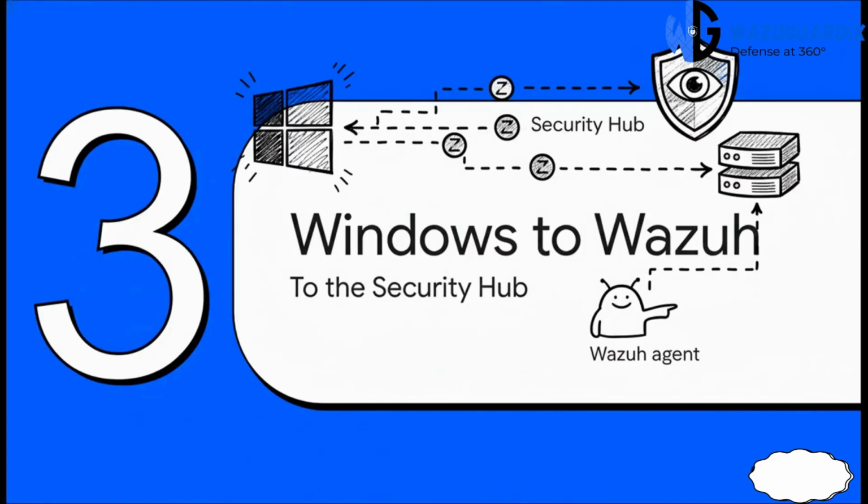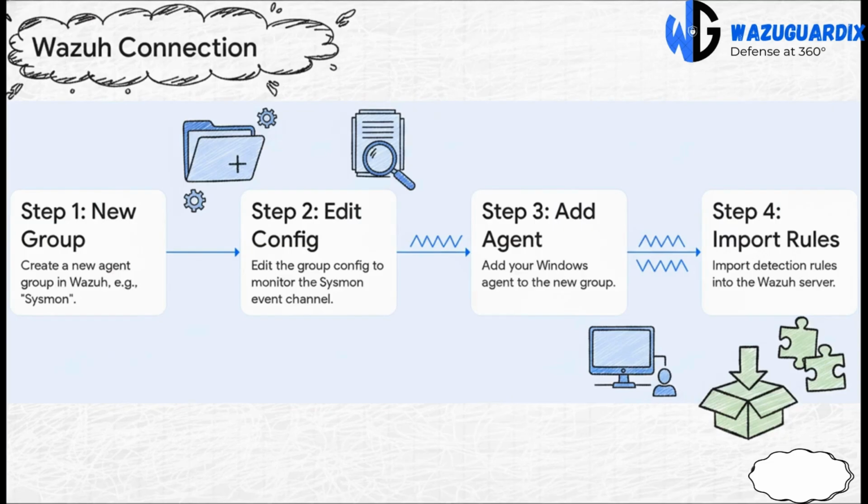Okay, so Sysmon is now up and running on our Windows machine, and it's generating these absolutely fantastic detailed logs. So what's next? We need to connect it to our security hub. We have to tell the Wazuh agent, hey, go grab those logs and send them over to the server so we can analyze them. And once you're in the Wazuh dashboard, it's pretty much a four-step dance.